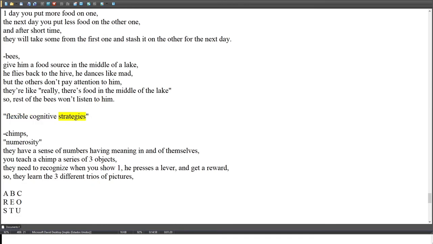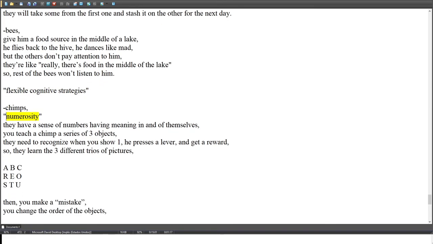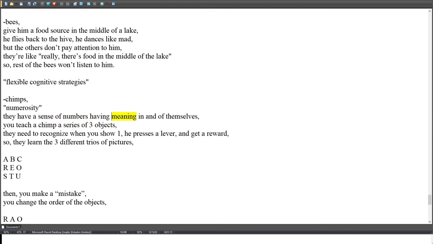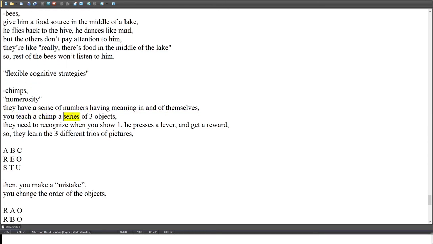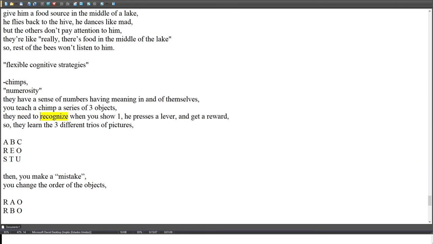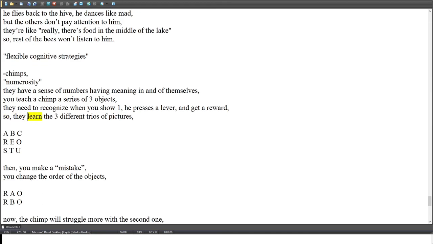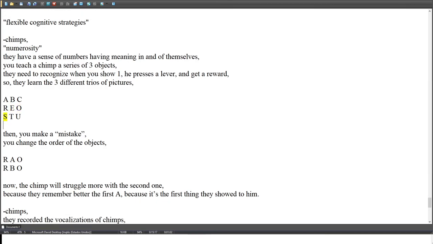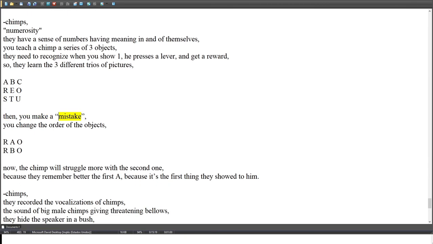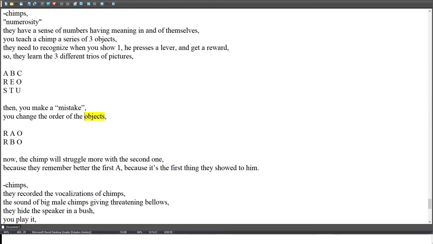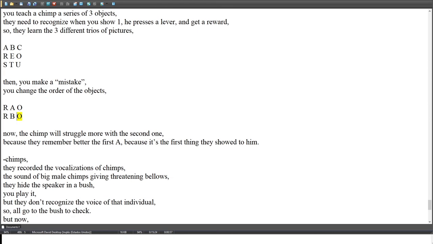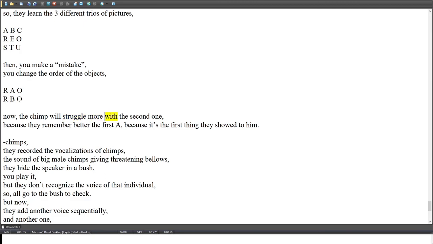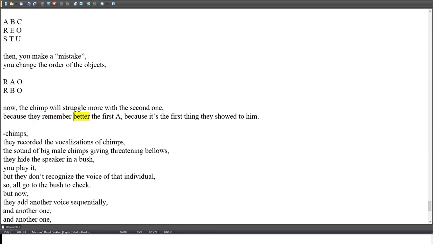Flexible cognitive strategies. Chimps and numerosity. They have a sense of numbers having meaning in and of themselves. You teach a chimp a series of three objects. They need to recognize them: when you show one, he presses a lever and gets a reward. So they learn three different trios of pictures: ABC, REO, STU. Then you make a mistake and change the order of the objects: RAO, RBO. Now the chimp will struggle more with the second one, because they remember the first A better, since it's the first thing shown to him.